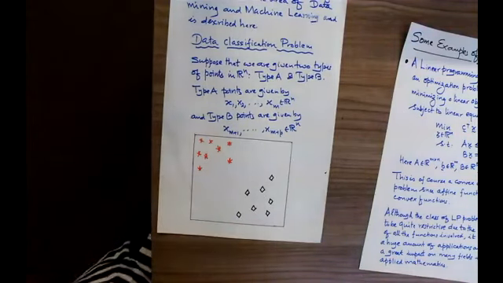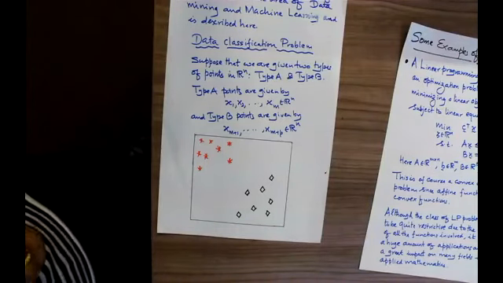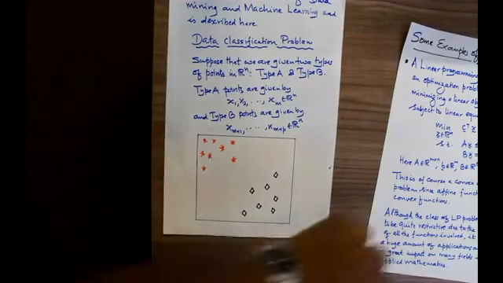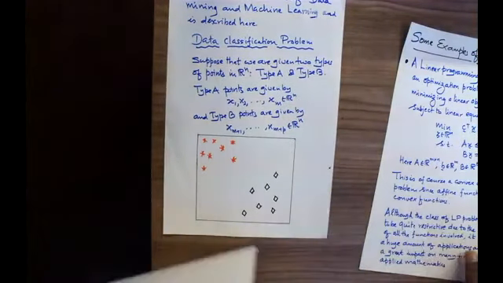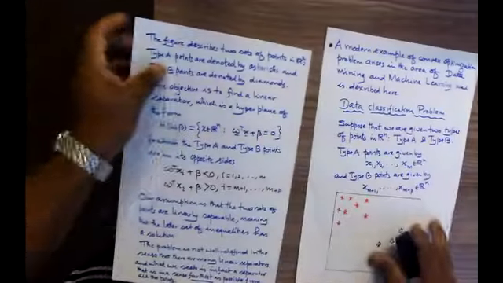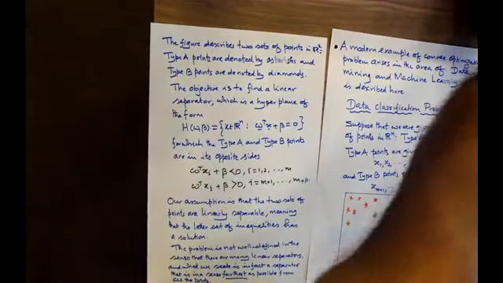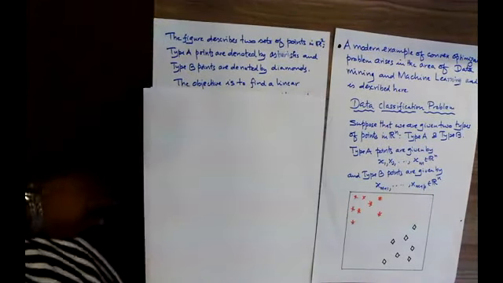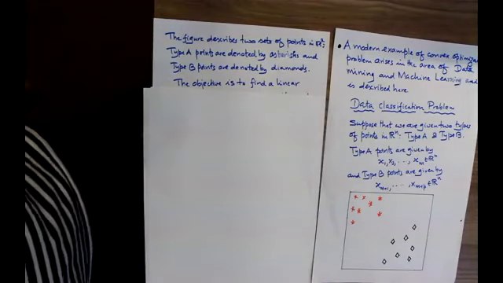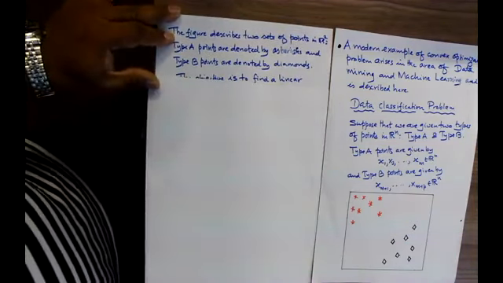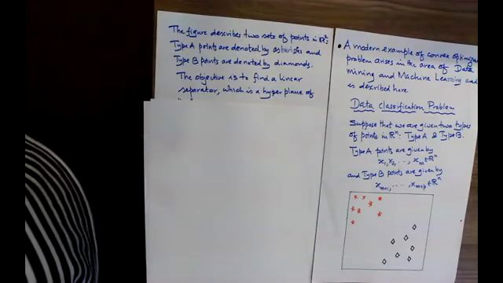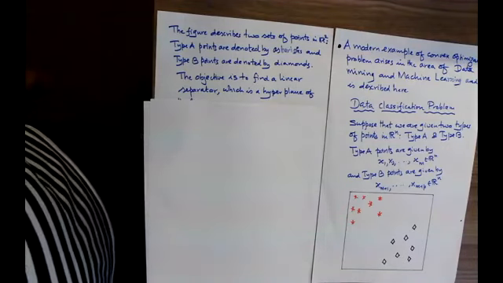So they use this kind of data classification idea to make decisions. Okay, so the question here: the figure describes two sets of points. Say type A points are denoted by asterisks, and type B points are denoted by diamonds. The objective is to find a linear separator which separates these two sets of points.